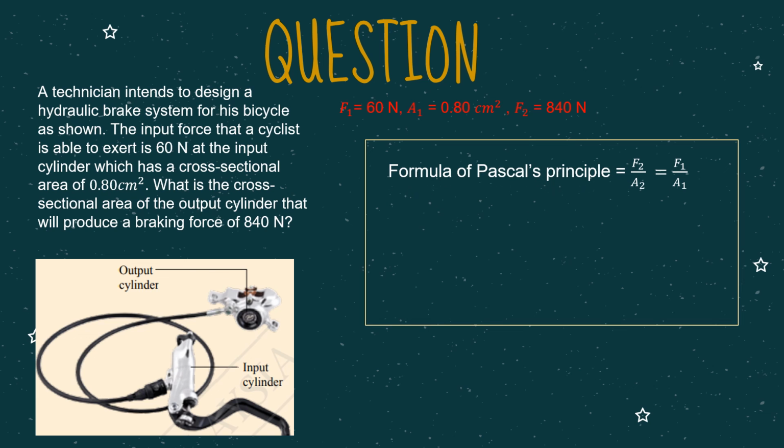Now we have the formula of Pascal's principle: F2 over A2 equals F1 over A1. We just put the numbers 840 Newton over A2 equals 60 Newton over 0.80 centimeter squared. So the answer is 11.2 centimeters squared.